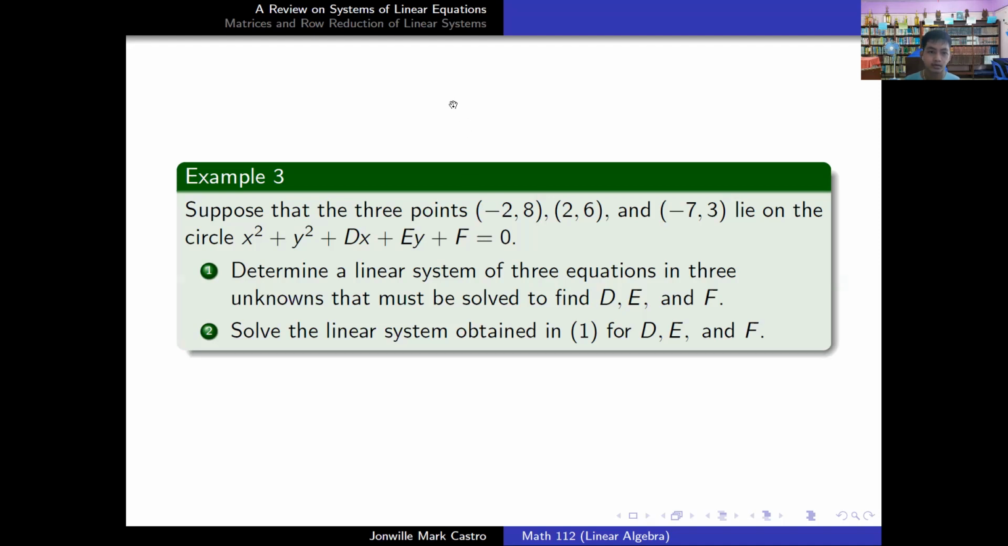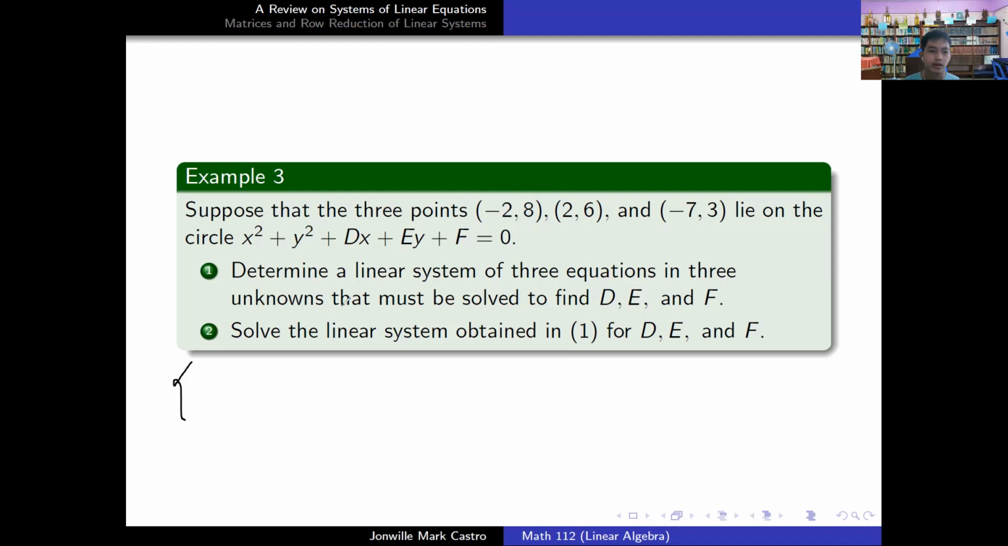Okay. So, given tayo ng 3 points, tapos yung equation, kailangan natin gumawa ng 3 equations in 3 unknowns. So, yung first equation natin, pwede natin gamitin yung isang point.